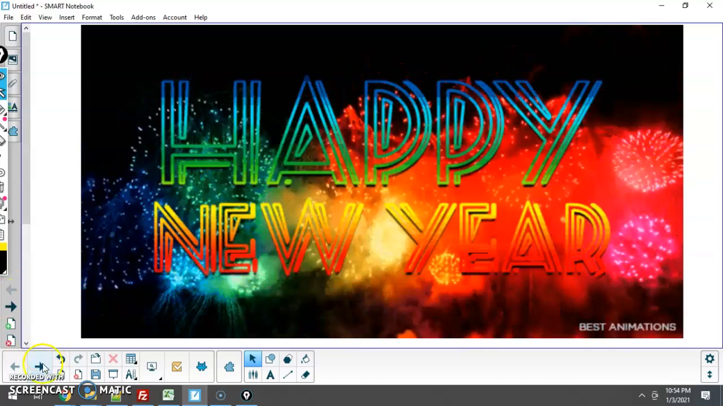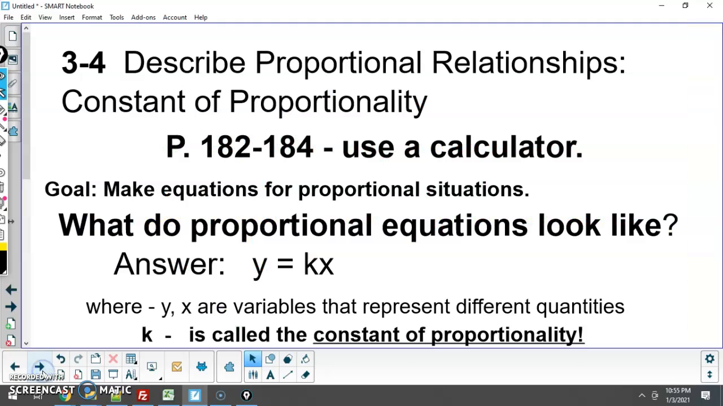Anyhow, we're going to start a new lesson today, and it is Chapter 3, Section 4. We're going to learn about something called the constant of proportionality to describe proportional relationships. So you can get your book out, pause the video here, go to page 182 to 184. You might want to grab a calculator, and here we go.